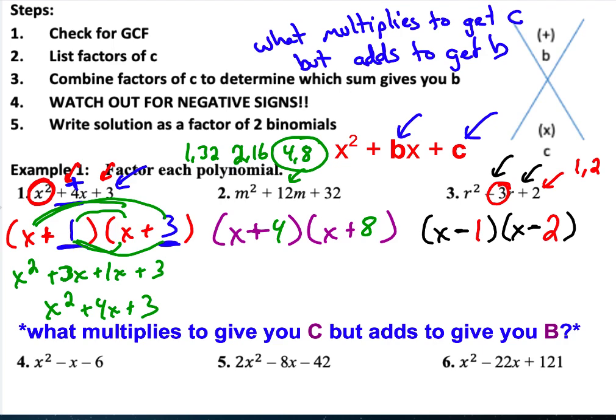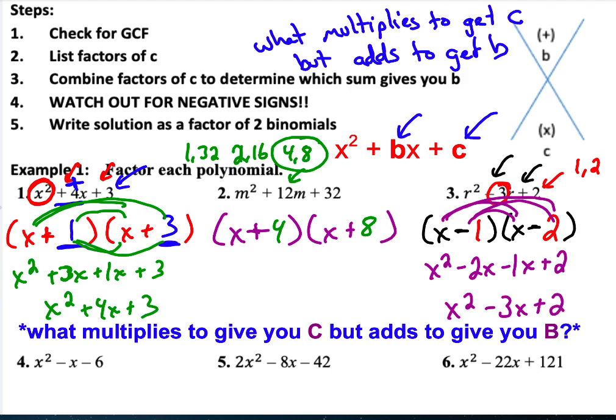Again, we can check it real quick. x times x is x squared. x times negative 2 is negative 2x. Negative 1x and positive 2. So x squared minus 3x plus 2. It worked.